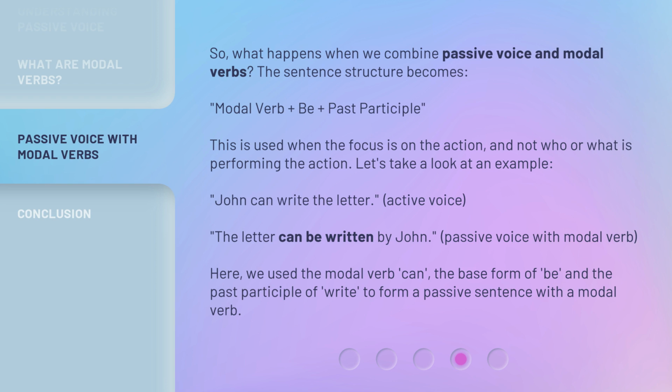Let's take a look at an example. Active voice: John can write the letter. Passive voice with modal verb: the letter can be written by John. Here, we use the modal verb can, the base form of be, and the past participle of write, to form a passive sentence with a modal verb.